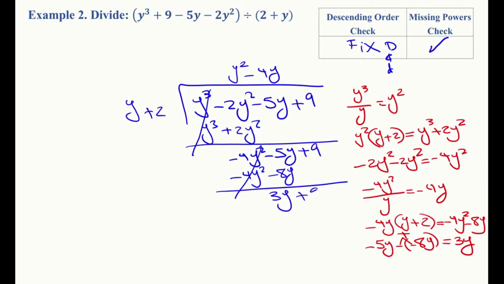Bring down the 9. We can go one more time. Divide 3y by y.